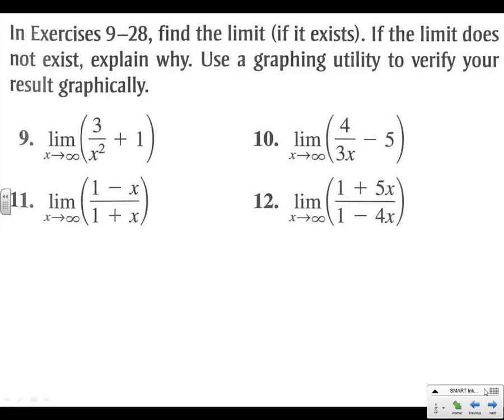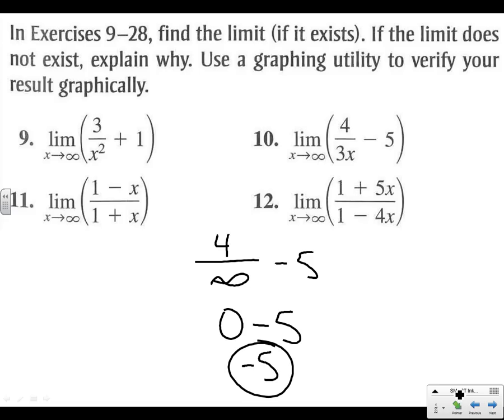Alright, here's the 12-4 homework. Even problems, starting with problem 10. The limit as x approaches infinity of 4 over 3x, that's 4 over 3 times infinity, which is just infinity, minus 5. And 4 divided by infinity is just 0, because 4 divided by a huge number gets so small that it's basically 0. And so we get negative 5 as our answer.